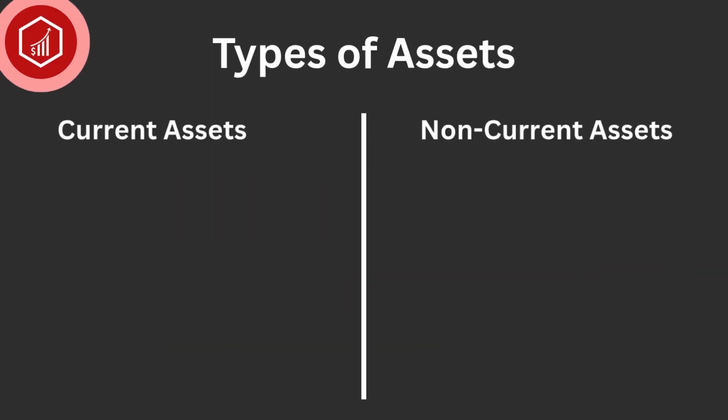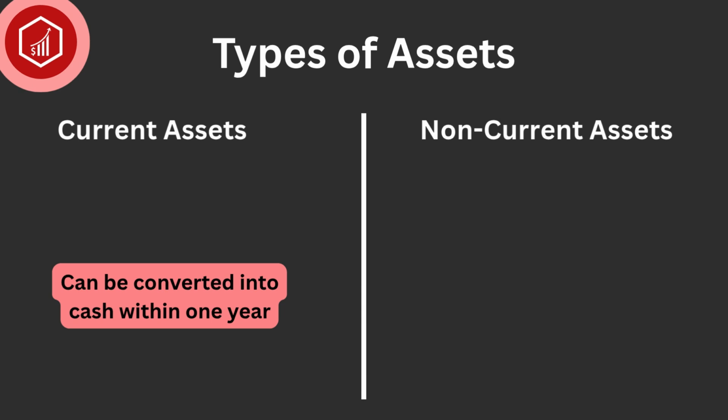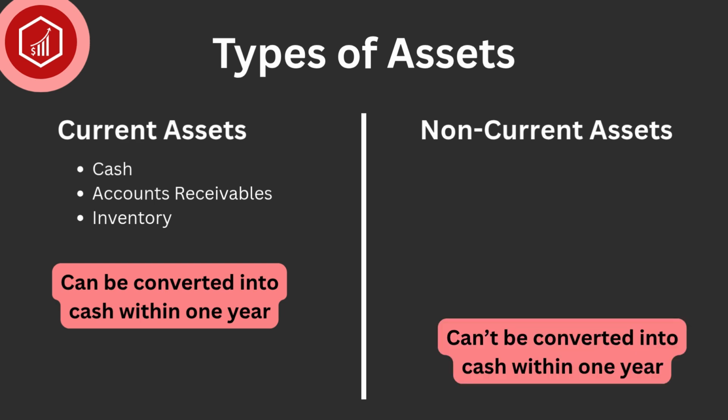So, here we have the current and the non current assets. Current assets can be converted into cash within 1 year. That's why the name is current, because we can really fast convert them into cash. As an example, we have for sure cash, but also accounts receivable or inventory, because normally it doesn't take so long to convert this into cash.